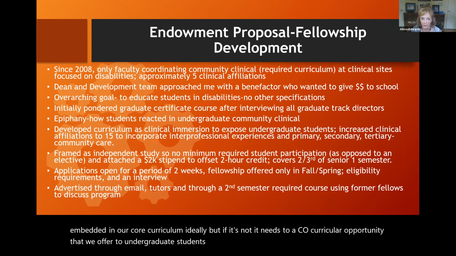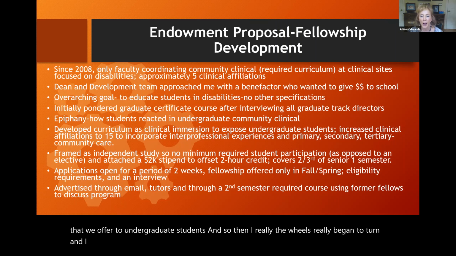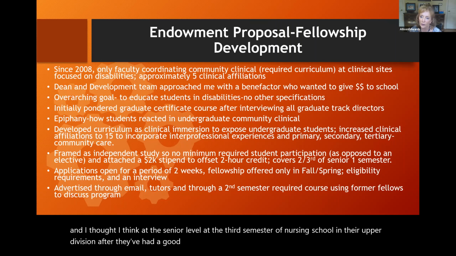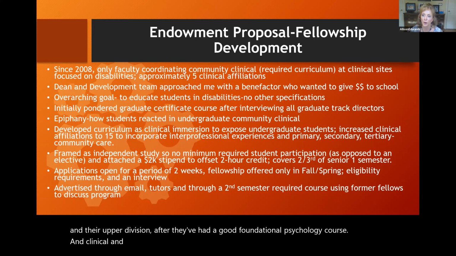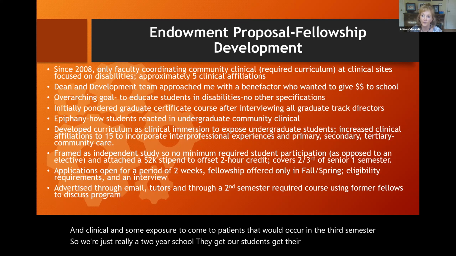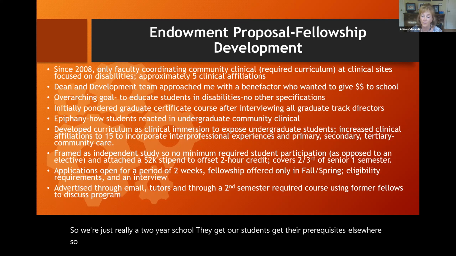And so then the wheels really began to turn, and I thought, you know, I think at the senior level, at the 3rd semester of nursing school in their upper division, after they've had a good foundational psychology course and clinical and some exposure to patients, that would occur in the 3rd semester. So we're just really a 2-year school. Our students get their prerequisites elsewhere. So that's in 4 semesters that they get their BSN.